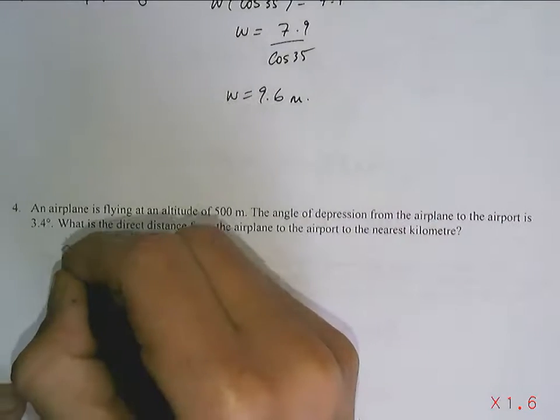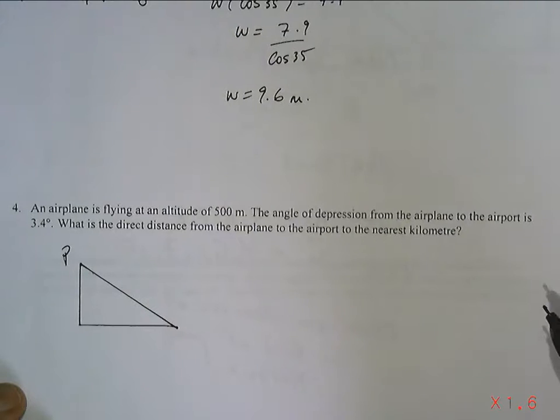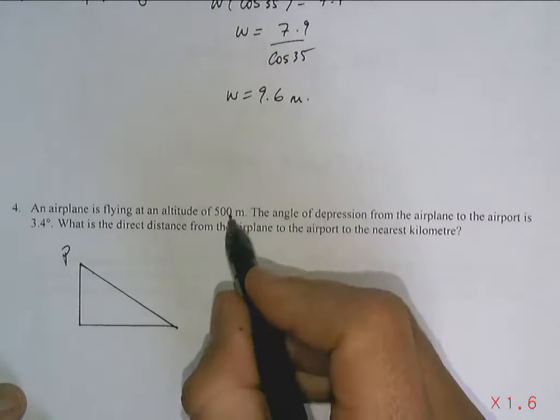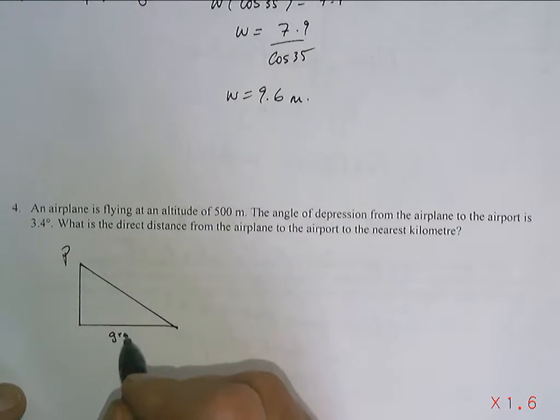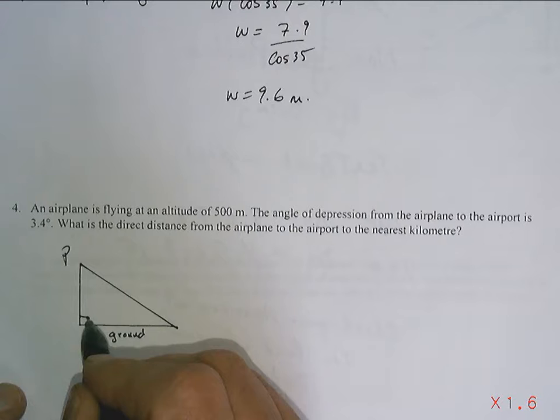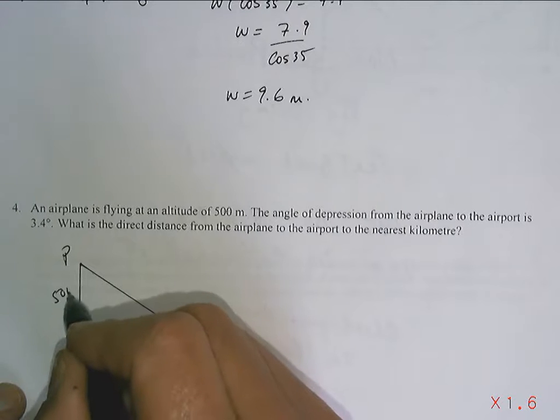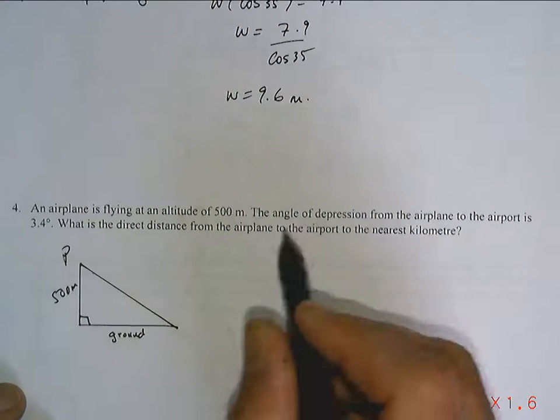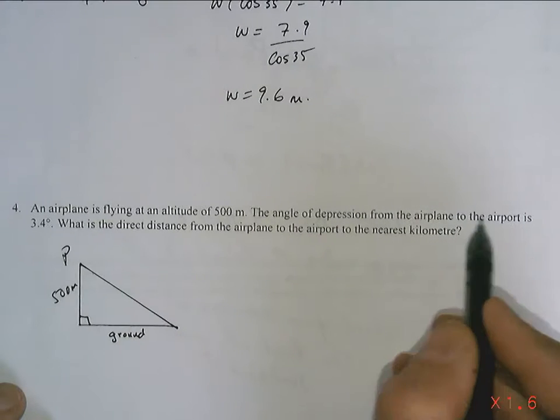So I'm going to use P for plane. It's flying at an altitude of 500 meters. So this is my ground. Altitude means how high it is. So that's 500 meters. The angle of depression from the plane to the airport.